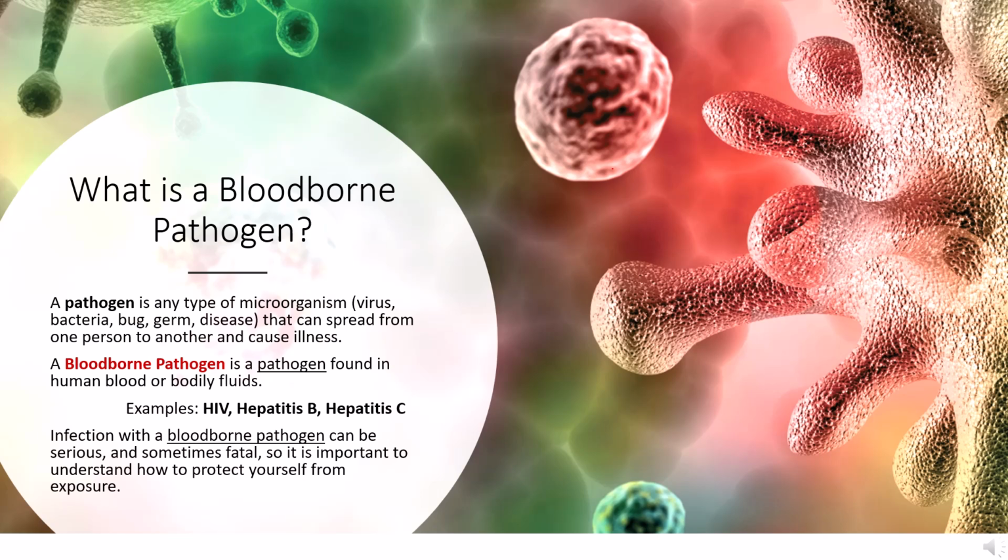Common examples include HIV, the virus that causes AIDS, a serious disease which destroys the immune system, and hepatitis B and hepatitis C, diseases that attack the liver. Infection with a bloodborne pathogen can be serious and sometimes fatal, so it is important to understand how to protect yourself from exposure.